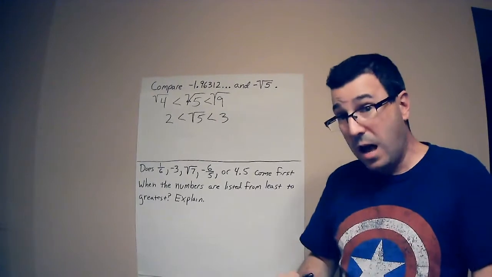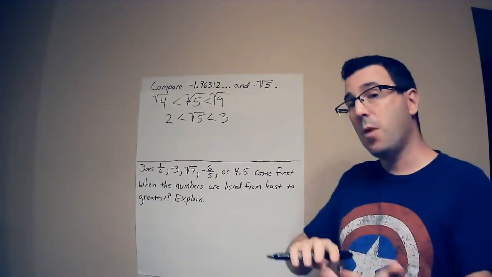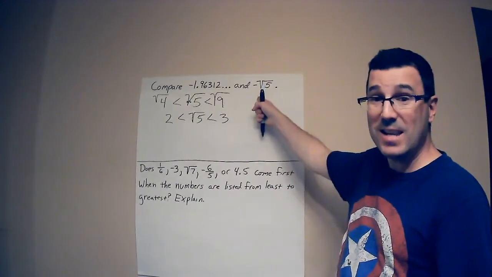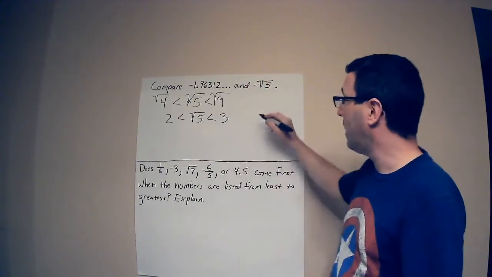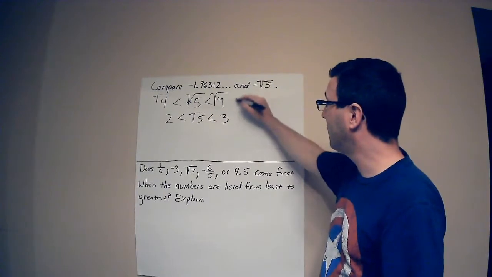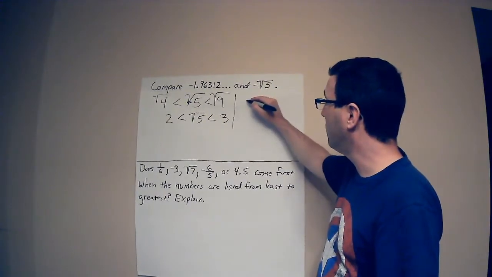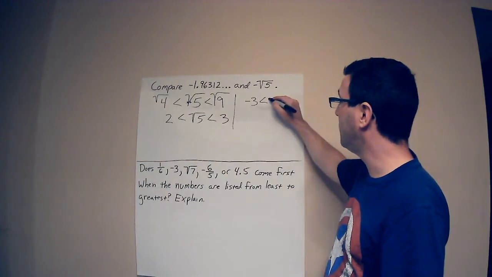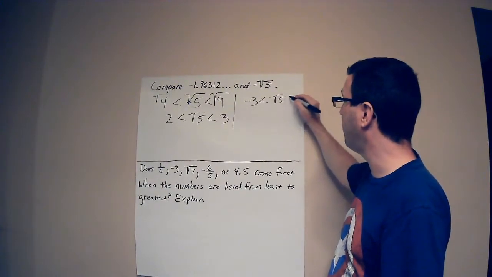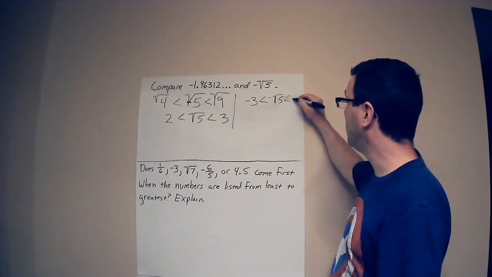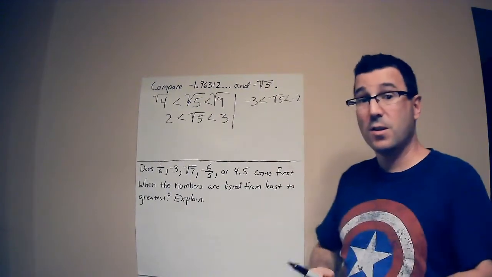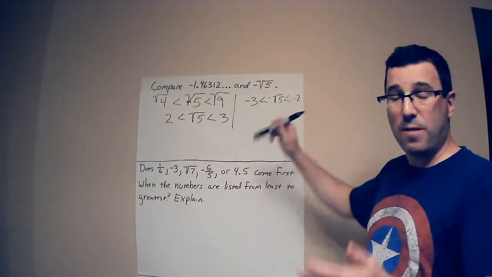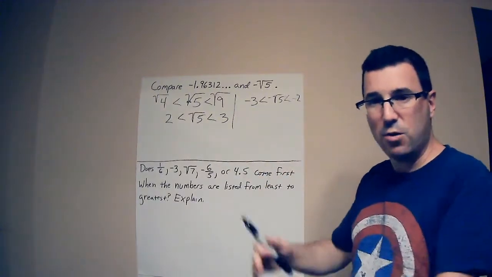So the positive square root of 5 is somewhere between 2 and 3. That's a negative, so I have to flip that. Negative 3 is less than negative square root of 5 is less than negative 2. So when I look at that, I see that negative square root of 5 falls in between negative 3 and negative 2.